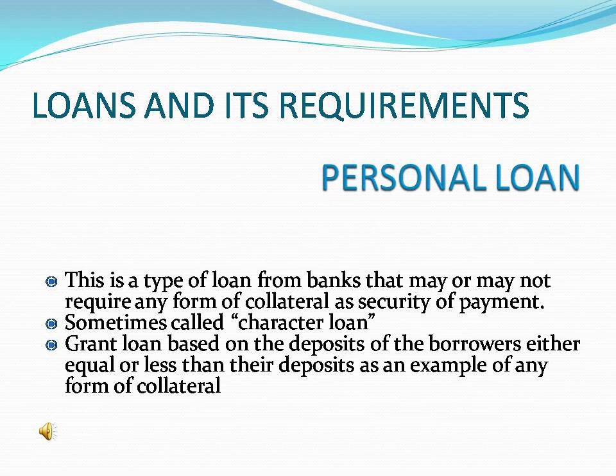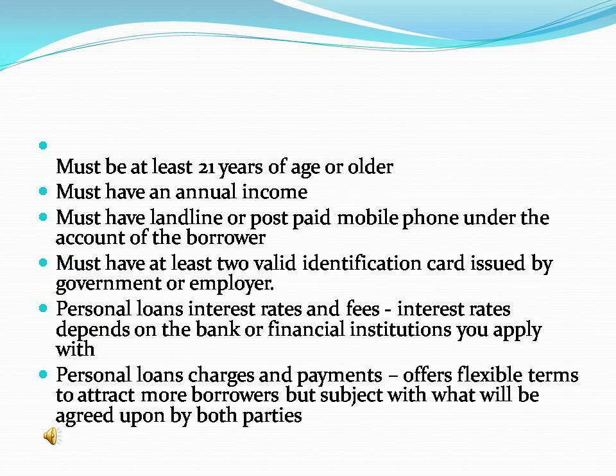Loans and their requirements. Personal loan. This is a type of loan from banks that may or may not require any form of collateral as security of payment. Sometimes called a character loan. It grants a loan based on the deposits of the borrowers, either equal to or less than their deposits, as an example of any form of collateral. Must be at least 21 years of age or older.